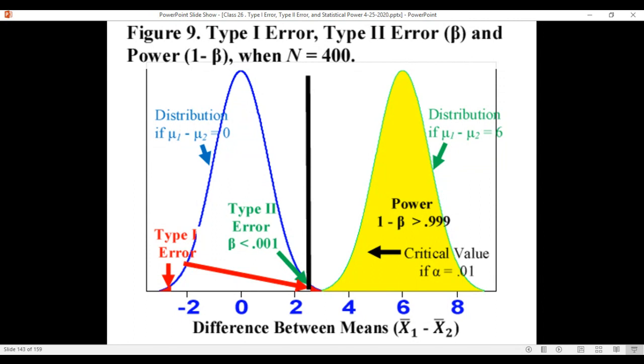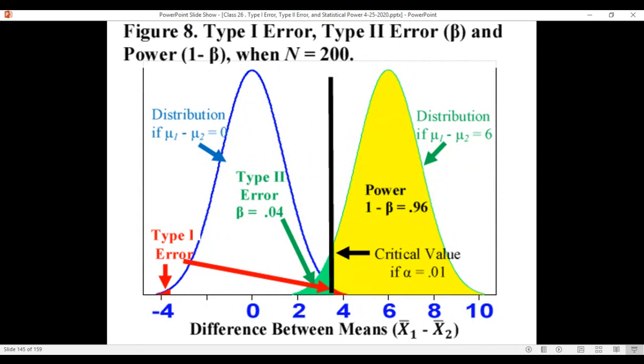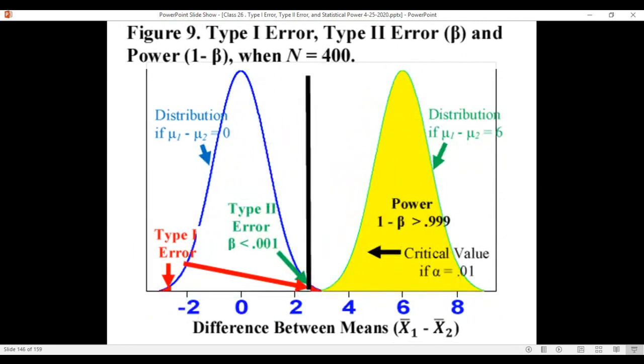First, I want you to see how increasing sample size makes the 2 sampling distributions narrower. Look at the width of these 2 sampling distributions. Here are the 2 sampling distributions when sample size is 100. Watch what happens to their width when sample size increases. Here they are when n equals 200, and here they are when sample size is 400. So you see what happens to the width of the sampling distributions when sample size increases.